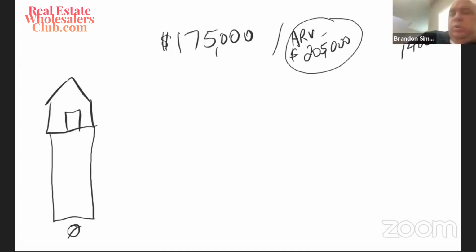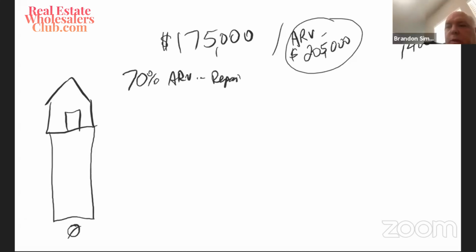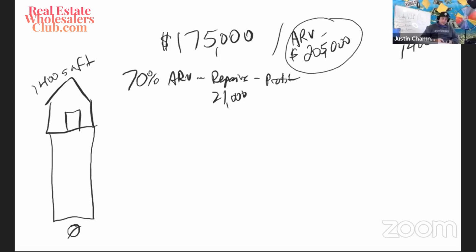On a wholesale transaction, what's our formula for wholesale deals? 70% is where it starts, right? Right, typically minus repairs and minus our profit. On something like this, I think this one was around 1,400 square feet. If I'm using $15 a square foot for the repairs, 1,400 times 15 is 21,000. 70% of 175 is 122,500.